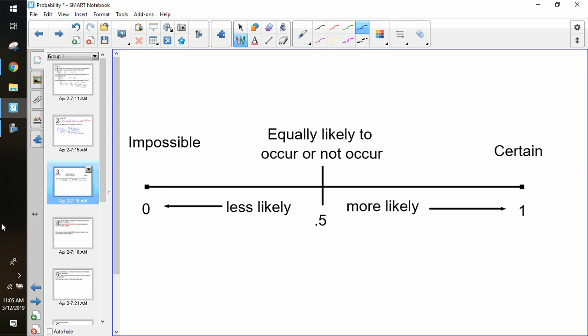And once again, the closer you are to 0, the less likely it is to happen. The closer you are towards 1, the more likely it is to happen. And then 50% or 0.5 is equally possible to happen, equally not possible to happen. That's your coin toss, your 50-50 chance. Does that make sense?